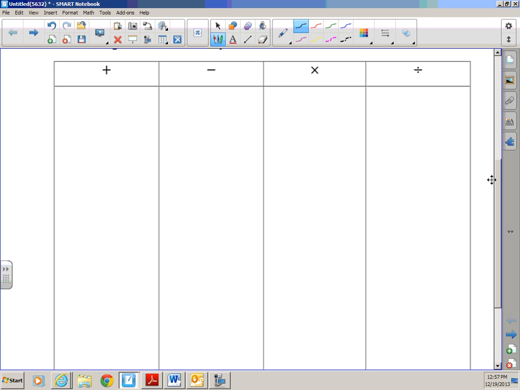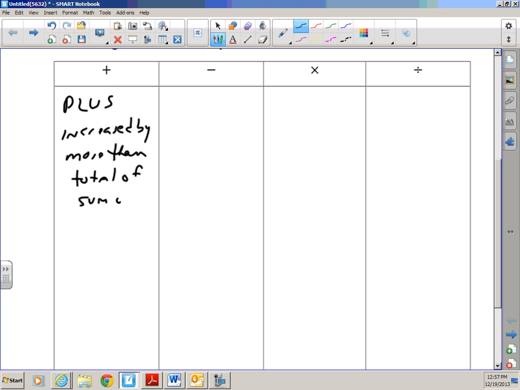So what are the buzzwords associated with the plus sign? Well, plus, increased by, more than, total of, sum of, and added to. We want to be definitive that it's actually addition. Words like together or combining aren't clear enough.